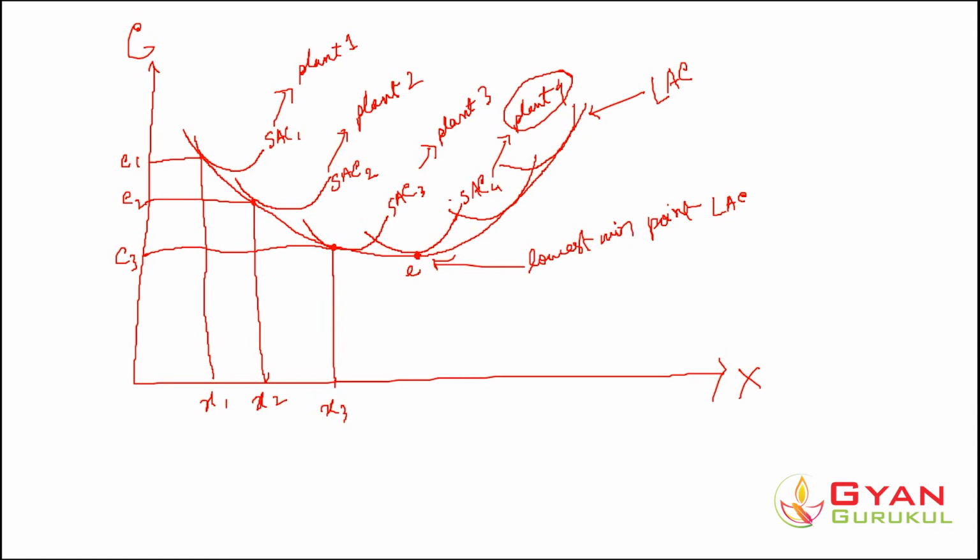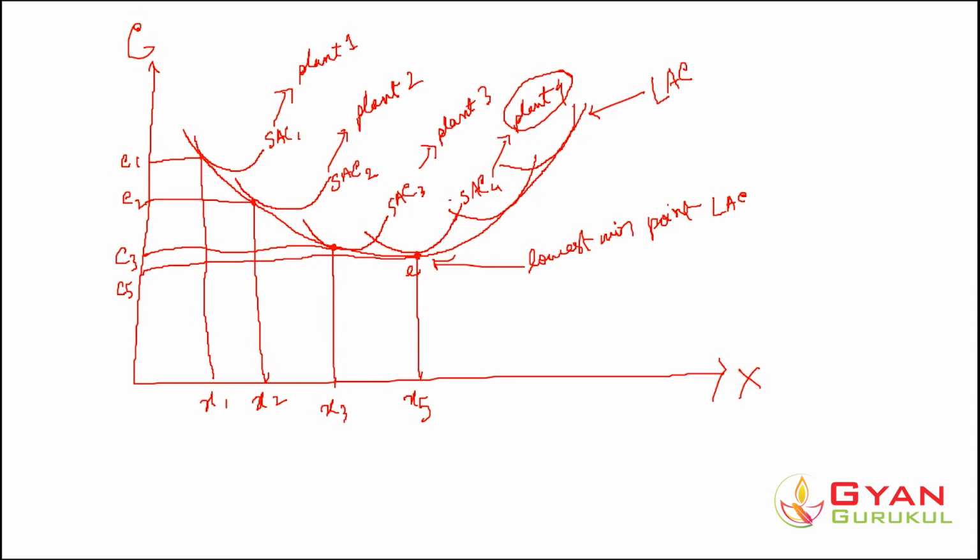So what would happen in the long run at the lowest minimum point? The producer has produced, say, this much, x5, at a cost, say, C5. He is producing x5 at C5. This would be the lowest minimum cost possible, or this would be the optimal size. This is the optimal size of the plant, right?